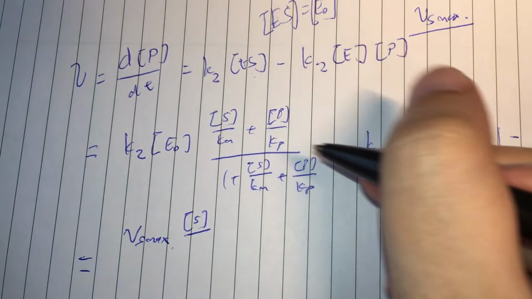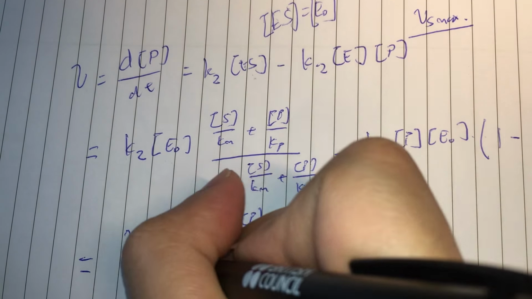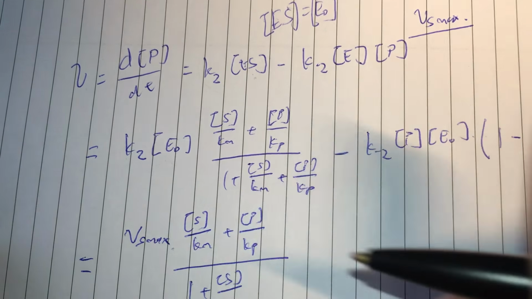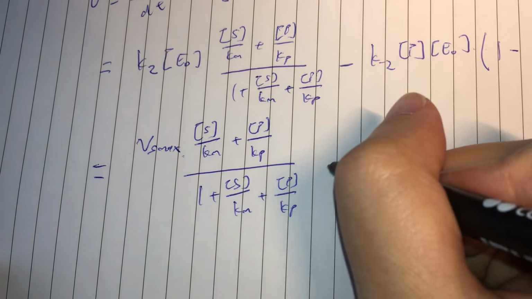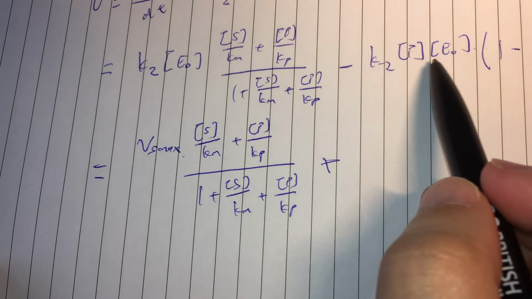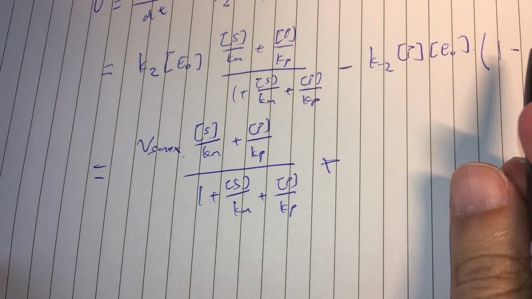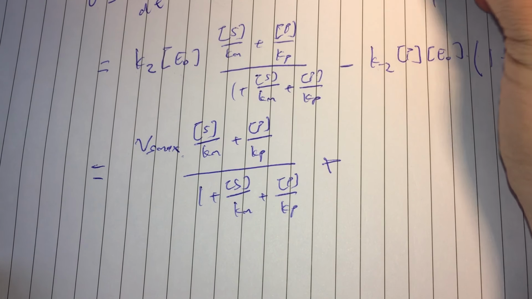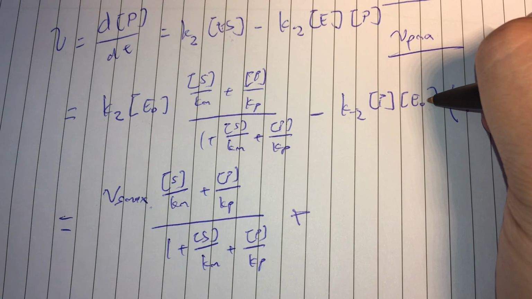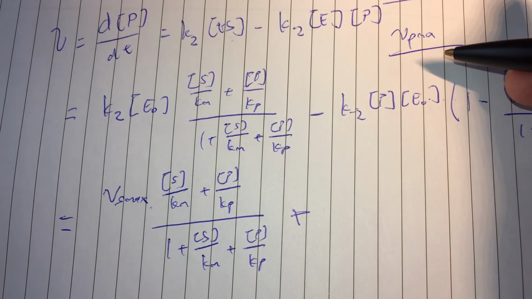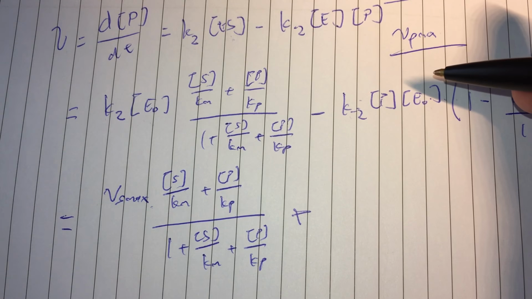So we just call it Vs max. So that's S over Km plus P over Kp, over 1 plus S over Km plus P over Kp. I'm going to want to do the same for this. So this and this are going to combine. I'll just call that Vp max, because this into this will be the maximum rate.